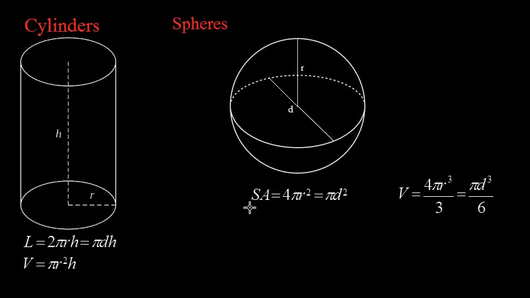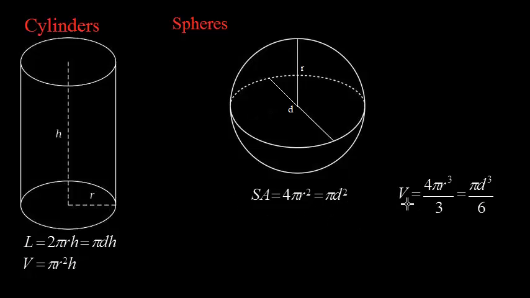We'll also take a look at spheres. Spheres are actually quite simple. They only have two measurements. The distance from the center to the edge is the radius, and the distance from one edge to the other going through the center is the diameter. The surface area, that is the outside edge everywhere on the surface of that ball, that is 4 times pi times the radius squared, or just pi times the diameter squared.